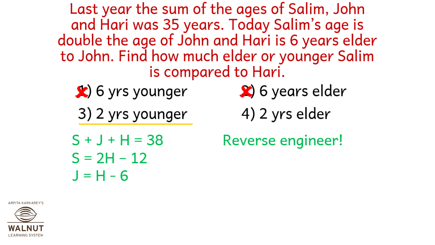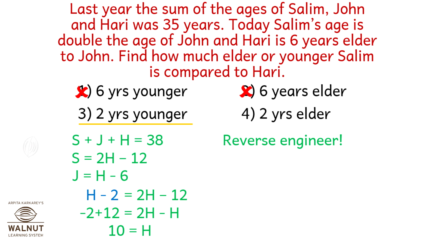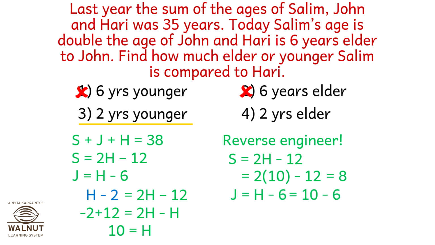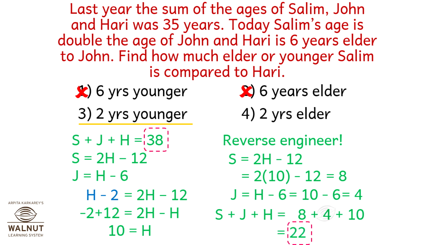Let's try option number 3, 2 years younger. We have S is equal to H minus 2. Therefore, we have H is 10. We put S as 8 and therefore J becomes 4. So 8 plus 4 plus 10 will be 22. So that is not the right answer too.